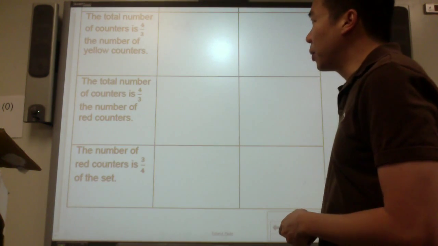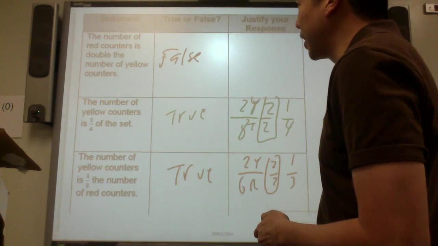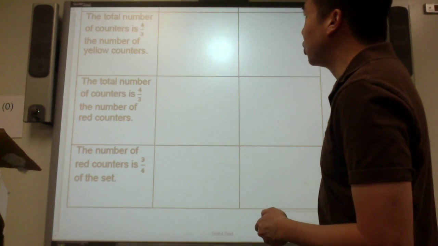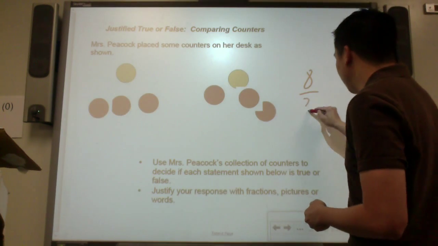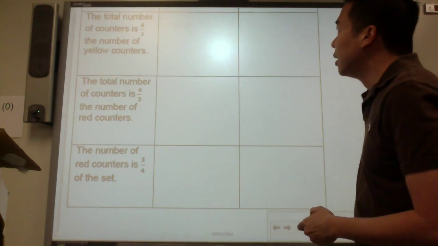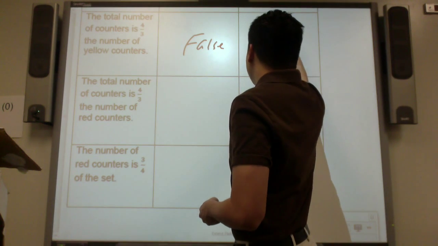The total number of counters is 4/3 the number of yellow. So the total number of counters you see is 8, to the number of yellow, there are 2. That can be broken down by 2. It's 4/1. They said 4/3. That is false. It's 4/1.